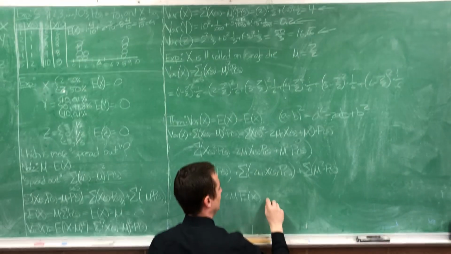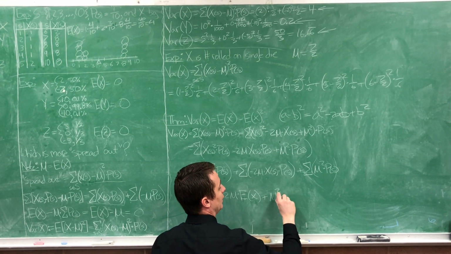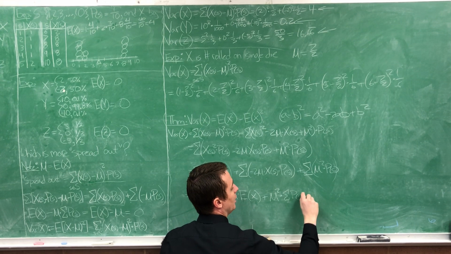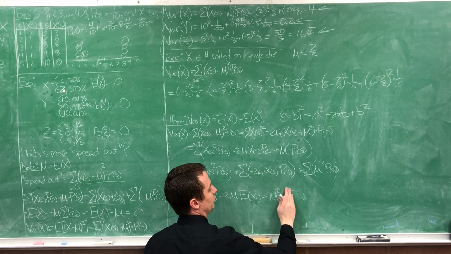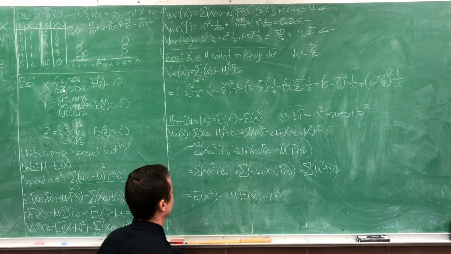Wonderful. Now let's look at this one. Plus, we factor the mu squared out of that whole sum. So we have mu squared times the sum of all the probabilities. What's the sum of all the probabilities? Just 1. So that's just plus mu squared. But a lot of expected values.